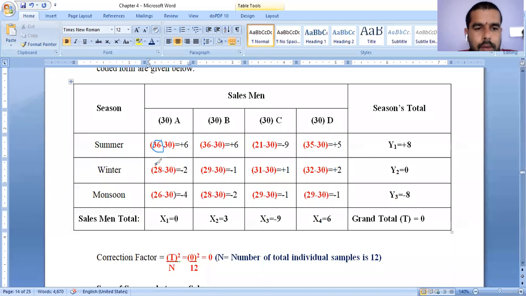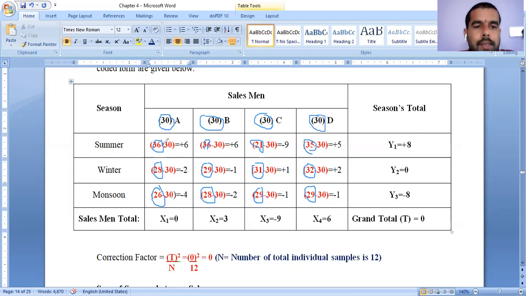Okay, this: 36, 28, 26; 36, 29, 28; 21, 31, 29; 35, 32, 29. These are copied from the question paper. You got these 30s; this is a code number. This number should be subtracted from the question paper.